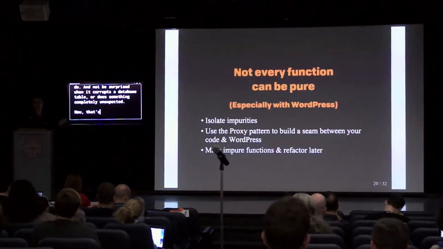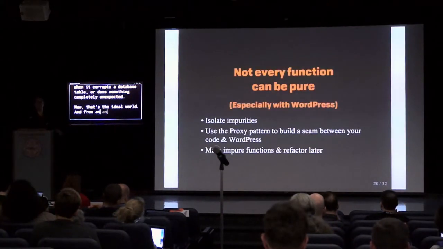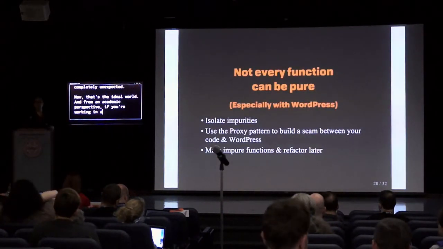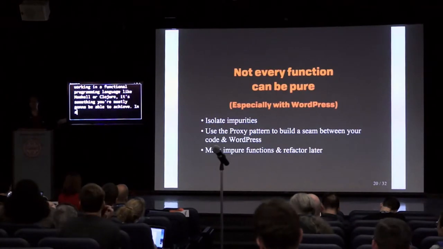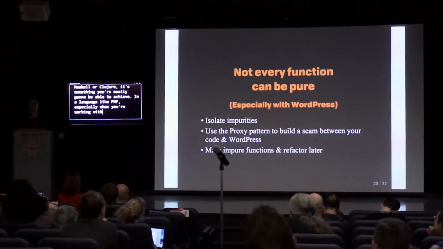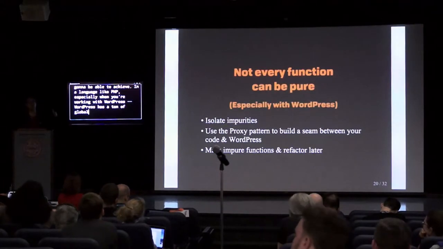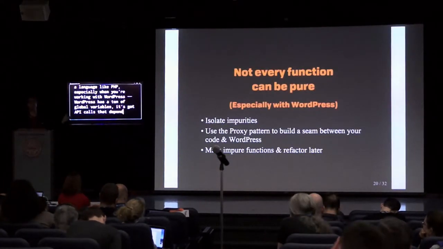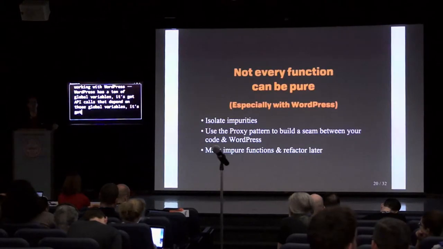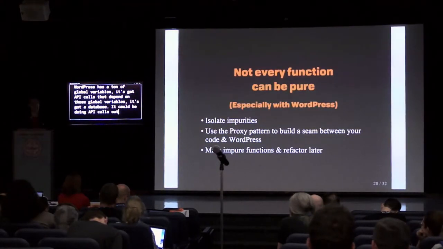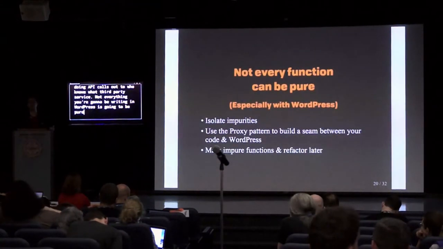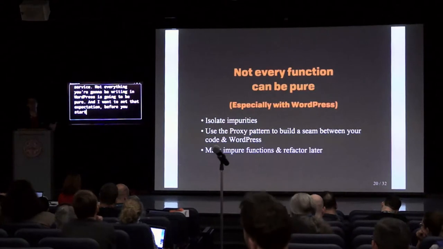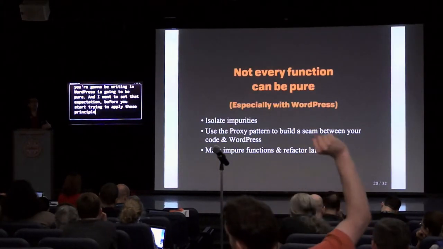Now that's the ideal world. And from an academic perspective, if you're working in a functional programming language like Haskell or Clojure, it's something you're mostly going to be able to achieve. In a language like PHP, especially when you're working with WordPress, right? WordPress has a ton of global variables. It's got API calls that depend on those global variables. It's got a database. It could be doing API calls out to who knows what third-party service. Not everything you're going to write in WordPress is going to be pure. And I want to set that expectation before you start trying to apply these principles to your own code, because it's the impossible dream.